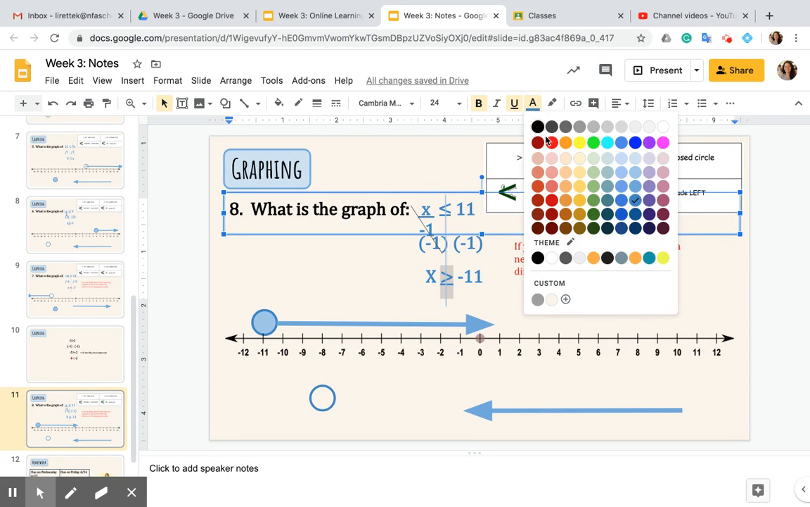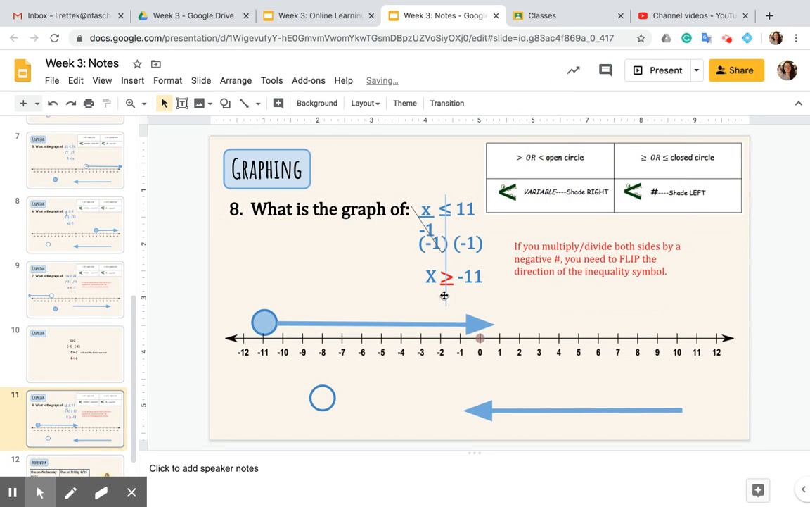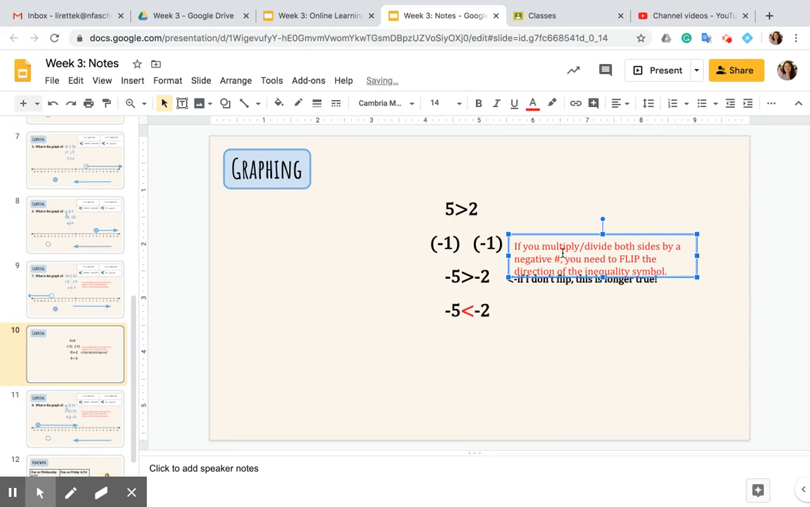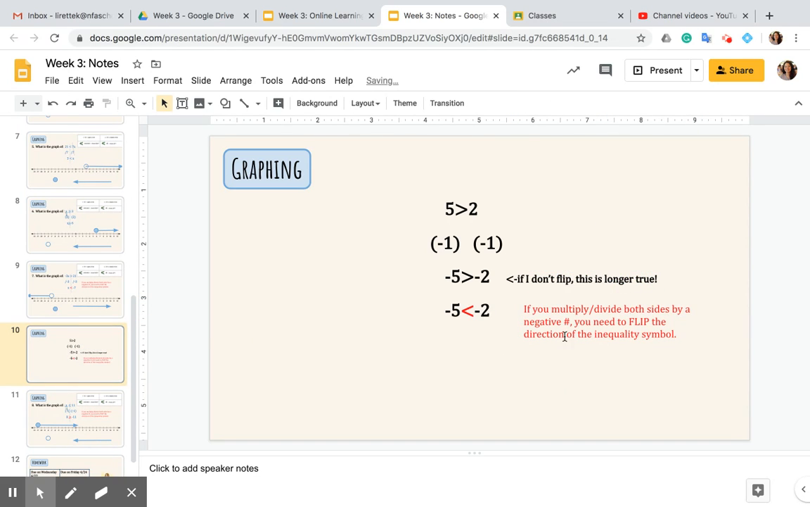Okay, let me make that red so it really stands out. I had to flip this symbol here and here. So I'm going to put this as a rule here as well. So if you multiply or divide both sides by a negative, you got to flip the symbol.